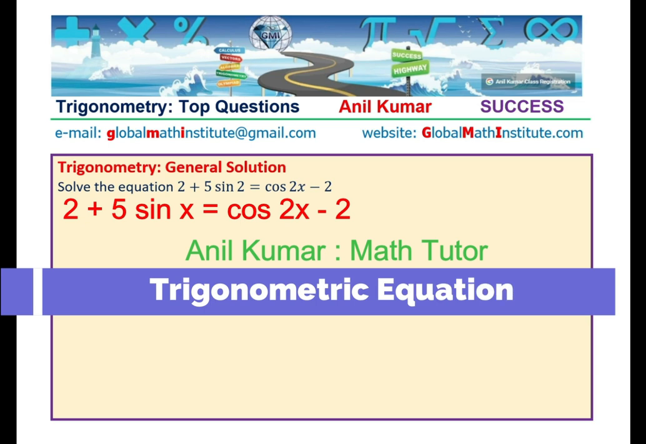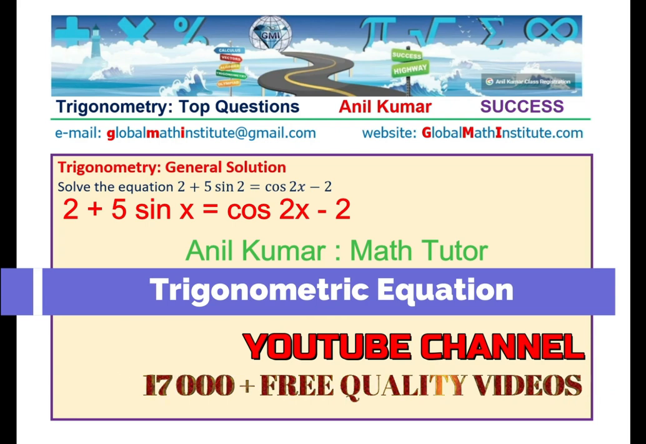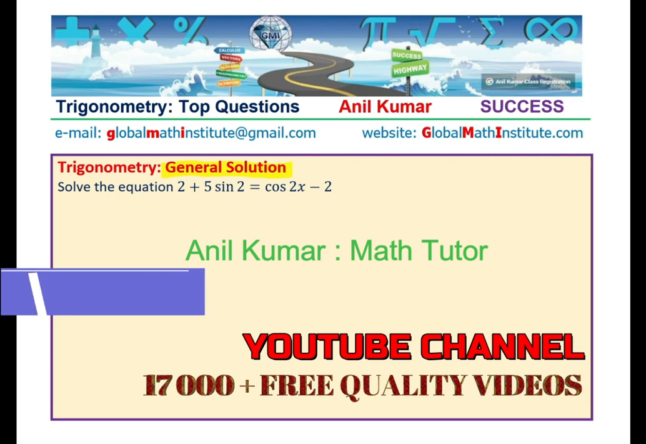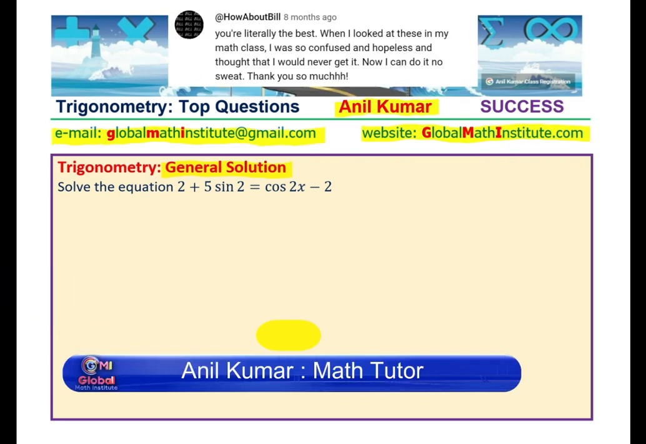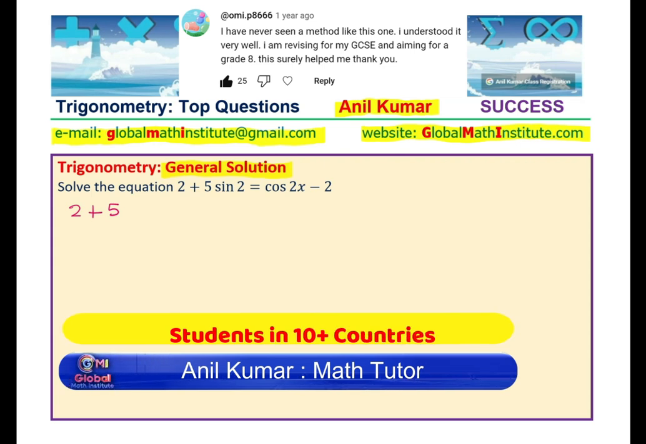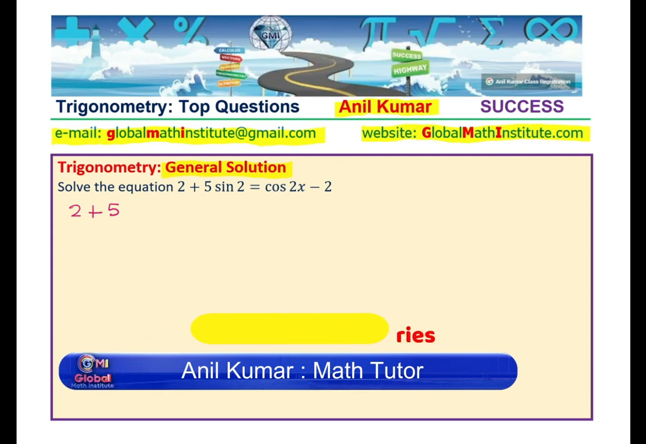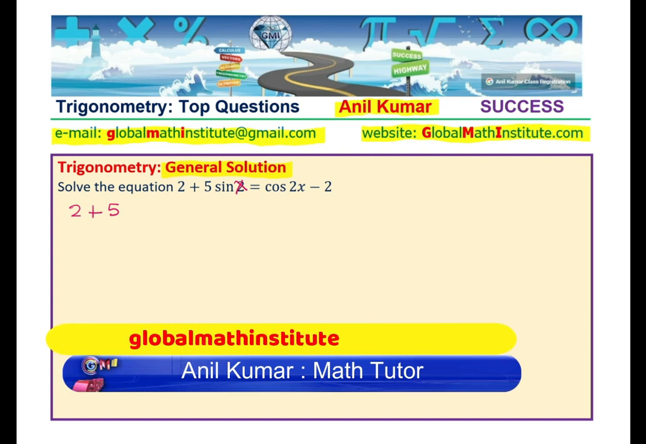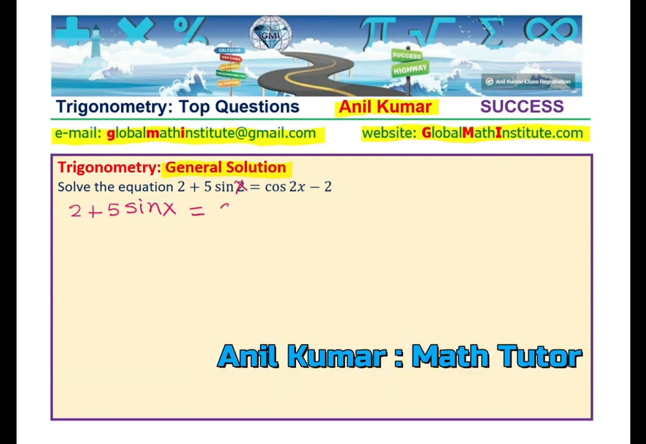Here is a test problem for you, a trigonometric equation which involves a double angle. We need to provide the general solution for this particular equation. Let's see how we solve this problem. The question given to us is 2 plus 5 sine x equals cos 2x minus 2. There is a typing error in the screen; it should be sine x.